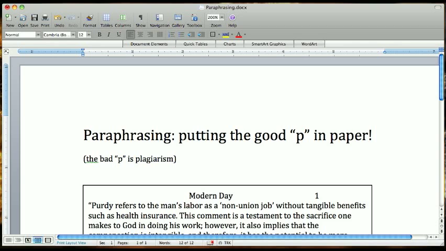So with that in mind, please go through your note cards right now and decide what information am I going to use to prove my thesis, and what order do I want to cover that information in the paragraph that I'm eventually going to write.